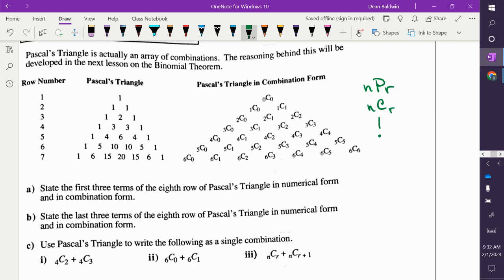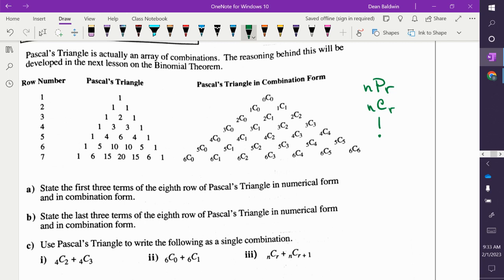So 0, you would say choose. 0 choose 0 is 1. 1 choose 0 is 1. 1 choose 1 is 1. That's the first little bit of Pascal's triangle. If you go 6 choose 3, that's going to give you 20. All right, so you can rewrite Pascal's triangle doing this.